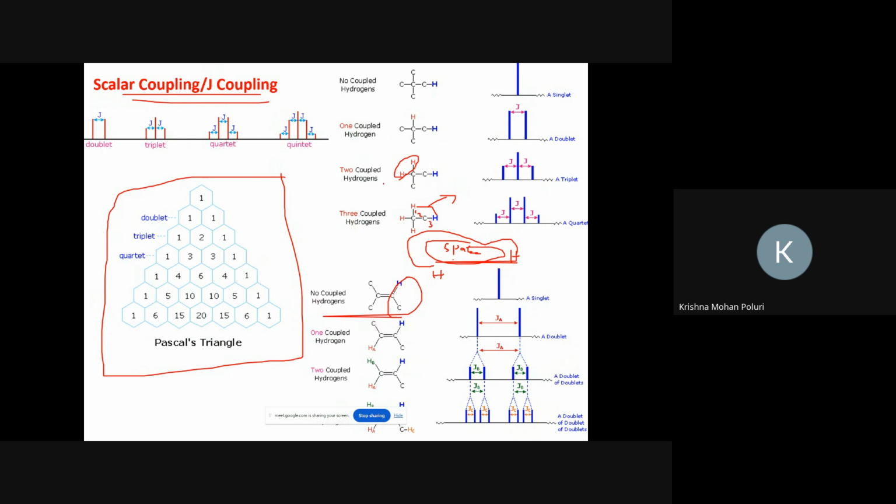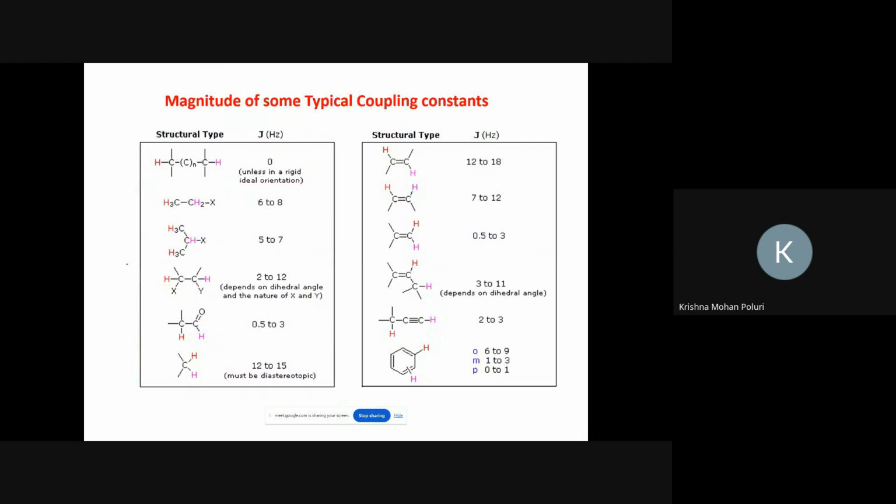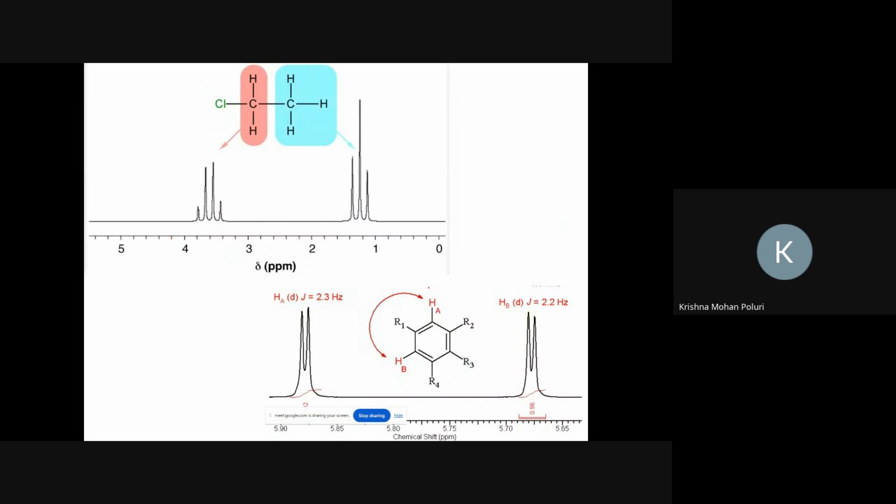So this will help you in identifying all the signals, and you can tell depending upon the interaction value. If they are close, they are high in interaction, then you can tell what sort of thing. That means if the interaction value is 6 to 9, you can tell it is ortho protons, meta protons, para protons, like that. So I spent these 10 minutes because these are the basics to understand any of these things. So I will show you a simple example.